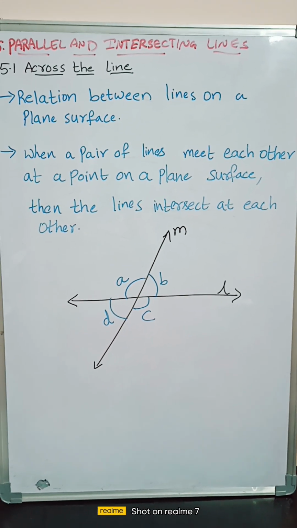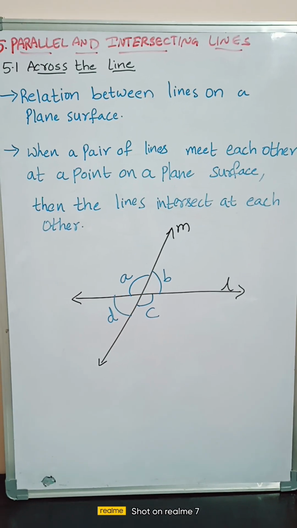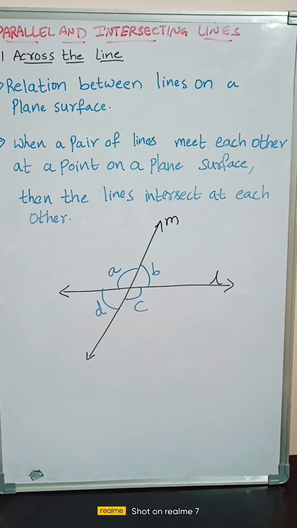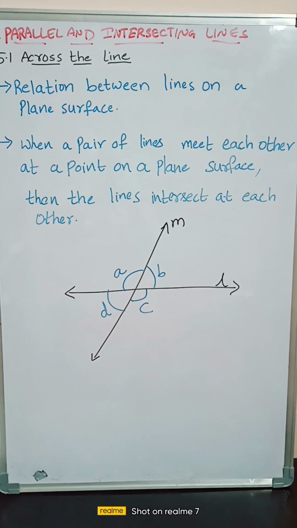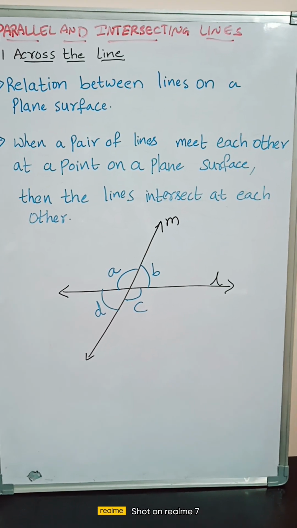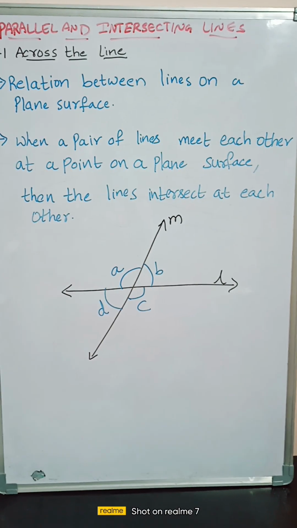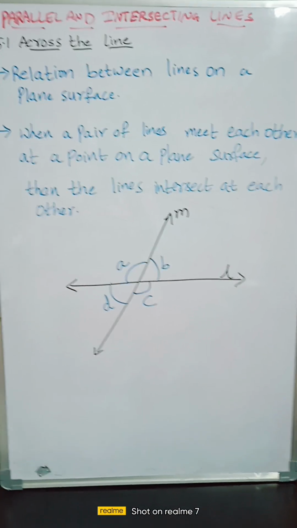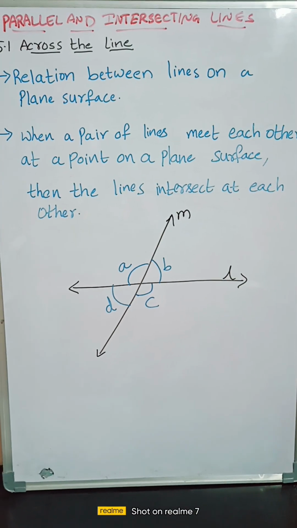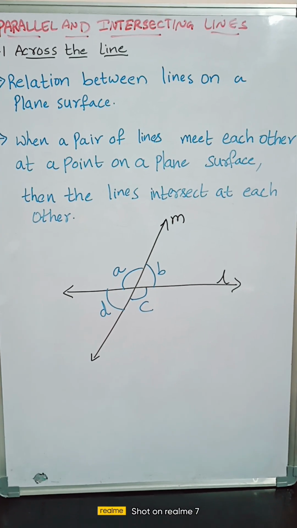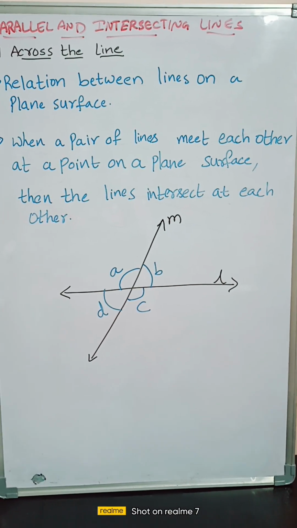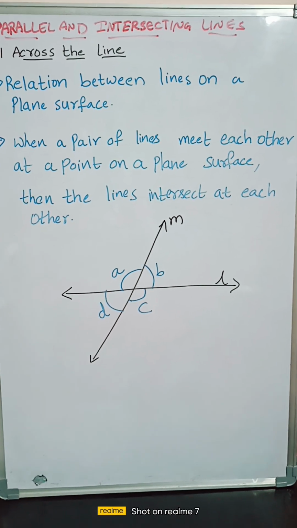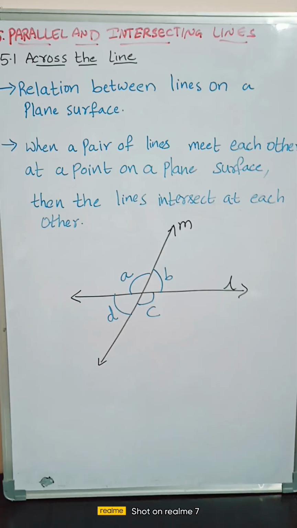If you take a plane surface, a blackboard is also a plane surface, this whiteboard and a table are all plane surfaces. If we draw lines on these plane surfaces, some lines are formed. So we are finding the relationship between lines on a plane surface.